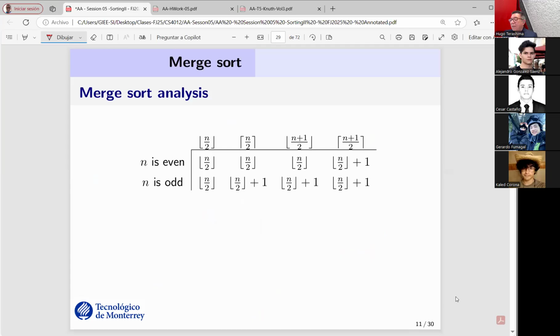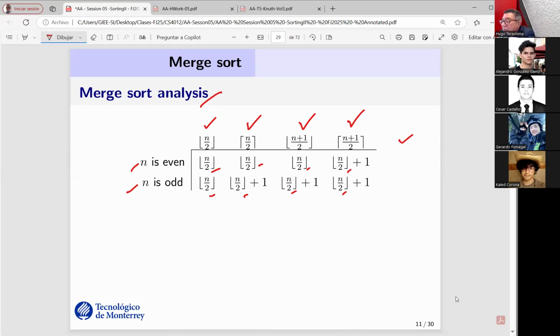Right now, we need to consider both cases when n is even or n is odd. For all the possible cases, I have n over 2 floor, n over 2 ceiling, n plus 1 over 2 floor, n plus 1 over 2 ceiling, right? And let's observe what I want to do with this table: put all the elements here in the same term. And the same term that we are going to use is n over 2 floor, because I need to manipulate the expression later to simplify.